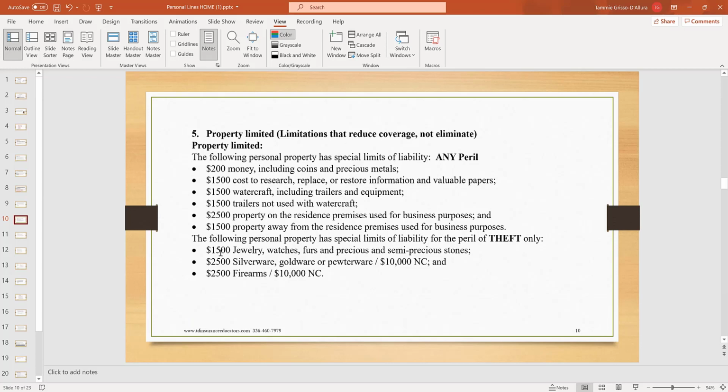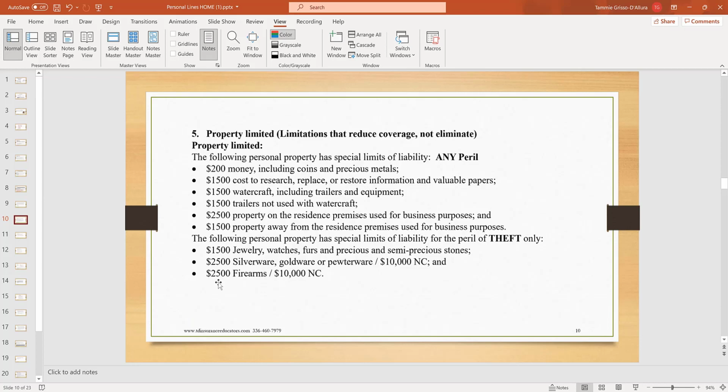Well, $1,500 for jewelry, watches, furs, precious and semi-precious stones, $2,500 for silverware, goldware, or pewterware. Now, in North Carolina, and you may want to check your state as well, they will give you $10,000. So you guys that are taking tests in North Carolina, you're going to put for theft $10,000, and the same thing for firearms. It will be $10,000. But for most of your states, it's going to be $2,500 and $2,500.